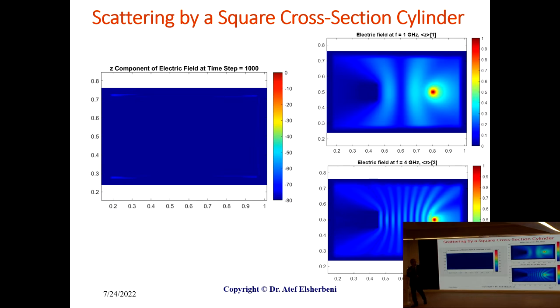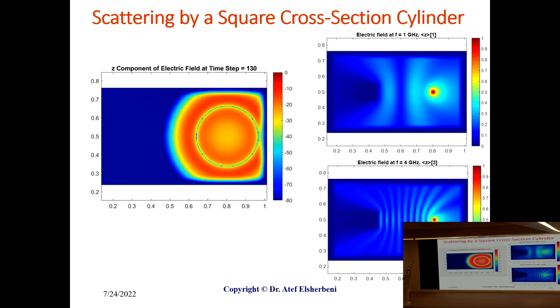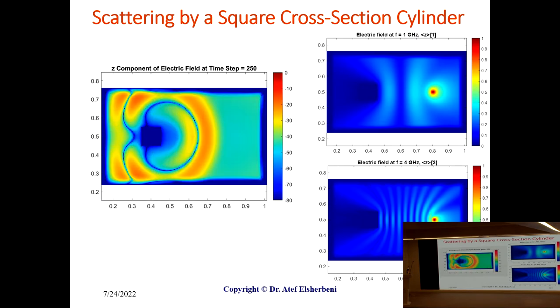Again, we don't do a fast Fourier transform after the time domain is finished. We do the discrete Fourier transform while the time domain is running. And we do this at every node around the object in this frame where we would like to see the field distribution. Okay, so this is a simulation one more time.